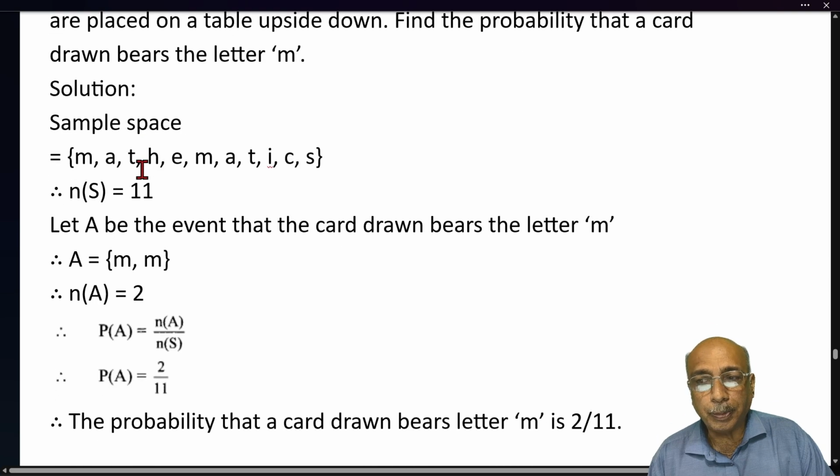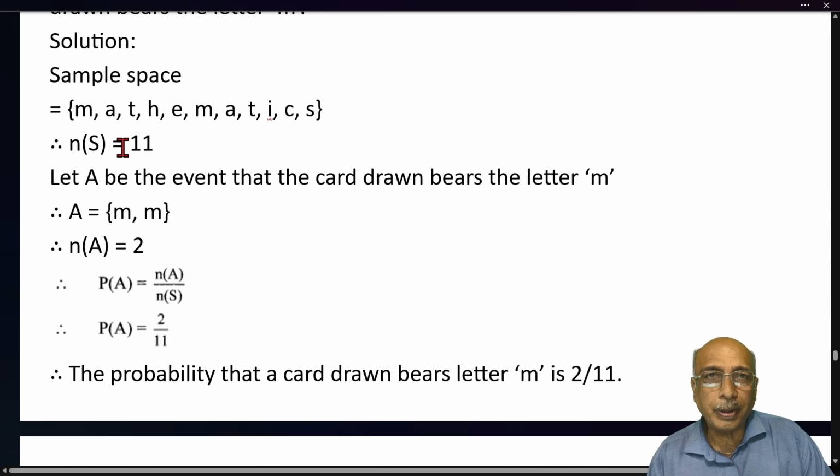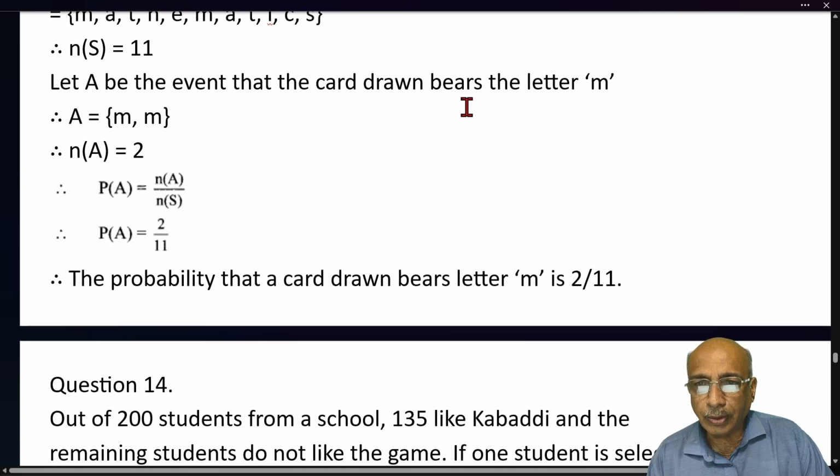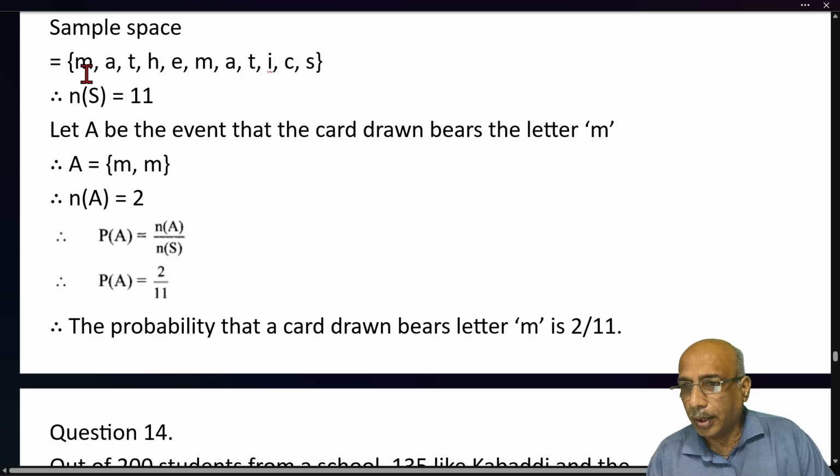Now here the sample space where you are writing, write the spelling of mathematics with after each alphabet give one comma. Very simple thing. So here M-A-T-H-E-M-A-T-I-C-S. How many alphabets are here given? N of S equals to 11. Let A be the event that the card drawn bears the letter M. So M is here also, M is here also. So A equals to M, M. So N of A will be 2. So probability of getting M will be P of A equals to 2 by 11.